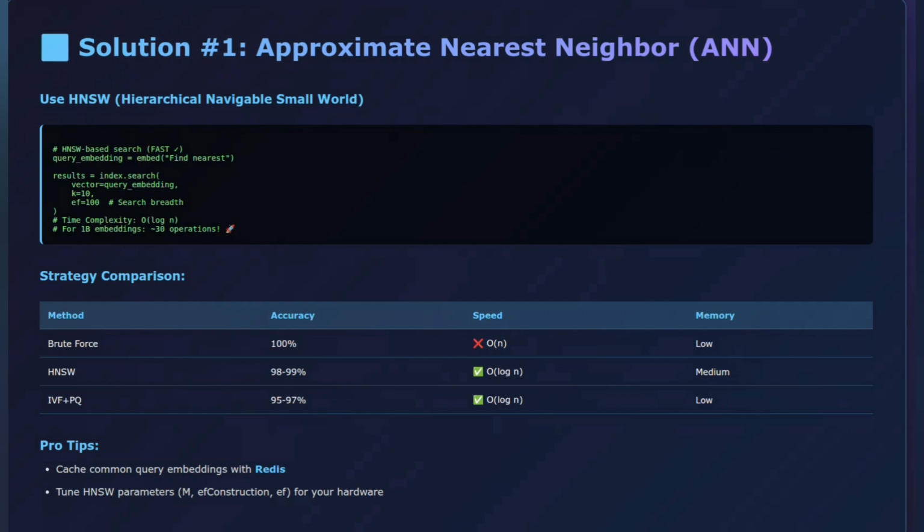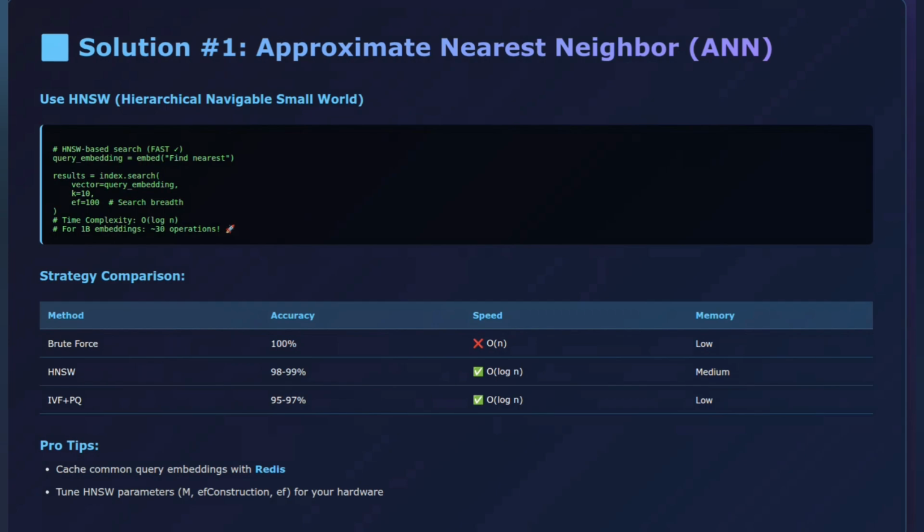HNSW, Hierarchical Navigable Small World, is the gold standard here. Instead of checking a billion vectors, HNSW creates a hierarchical graph structure. When you query, you navigate this graph intelligently. The time complexity drops from O of n, linear with the number of vectors, to O of log n, logarithmic.